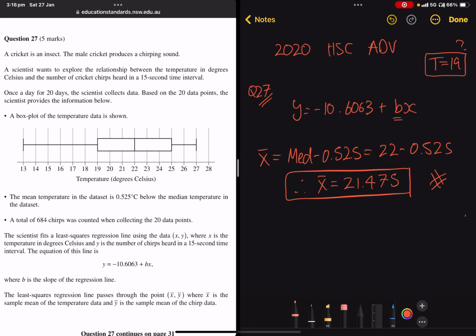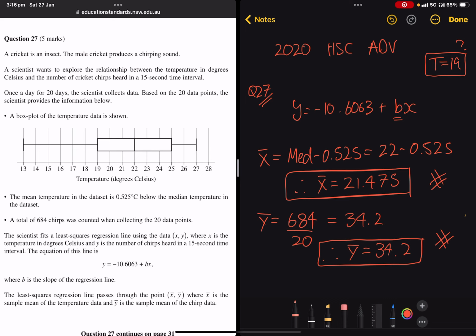The next important piece of information is finding y bar. That's the sample mean of the chirp data. Well, we're actually told that the total number of chirps is 684, and this is done over 20 data points, 20 days. So we can just take an average. We can just say 684 divided by 20 gives us 34.2. And this tells us that the average number of chirps is 34.2. So this is our next important piece of information.